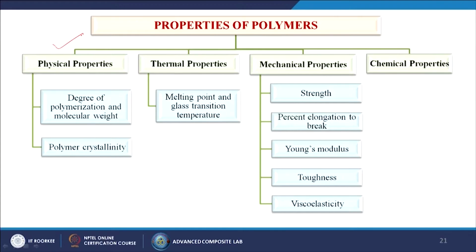Now we are going to discuss the properties of polymers. If we divide all the properties, there are generally four groups. The first is the physical properties, which has two subgroups: degree of polymerization and molecular weight, and polymer crystallinity. The next group is thermal properties, which tell us the melting point and glass transition temperature of a particular polymer. The mechanical properties are divided into five parts: strength, percent elongation to break, Young modulus, toughness, and viscoelasticity. The last is the chemical properties. We will discuss all these properties one by one.